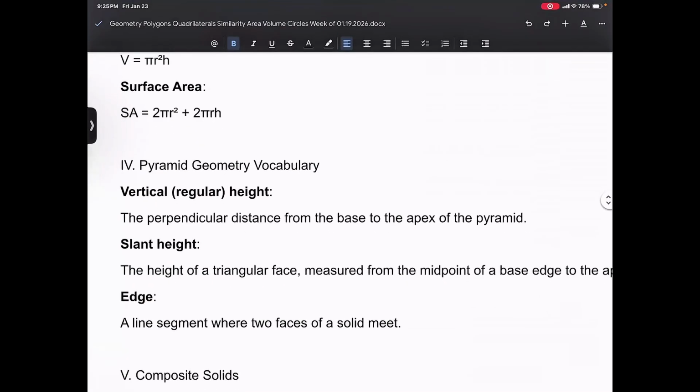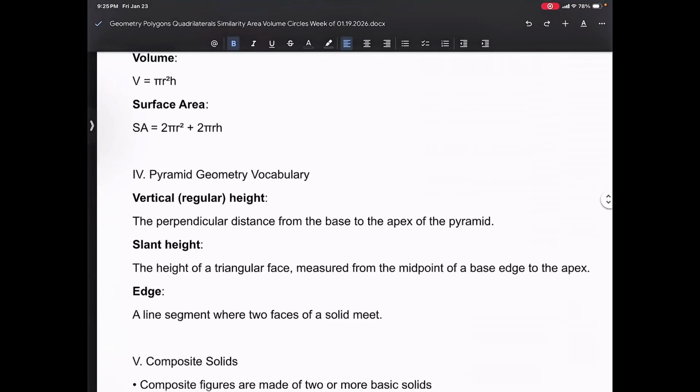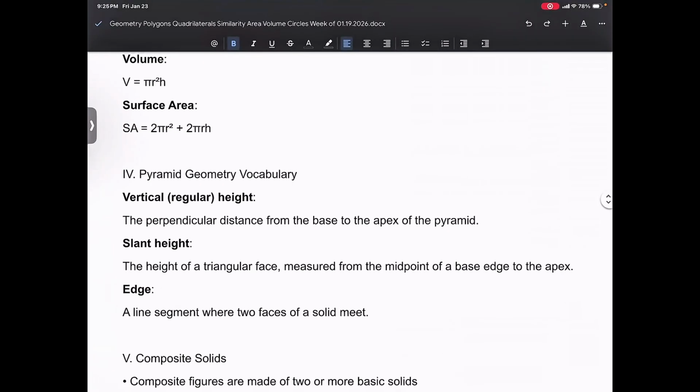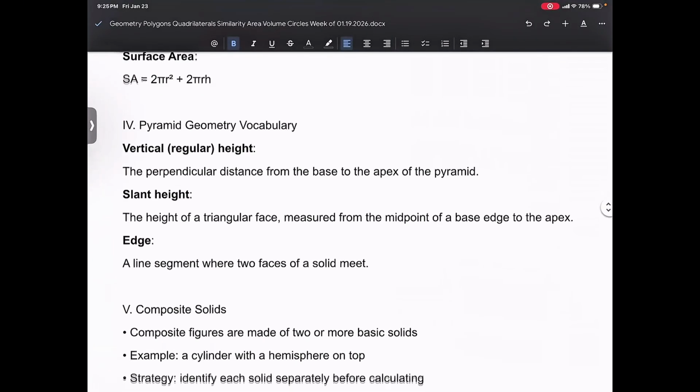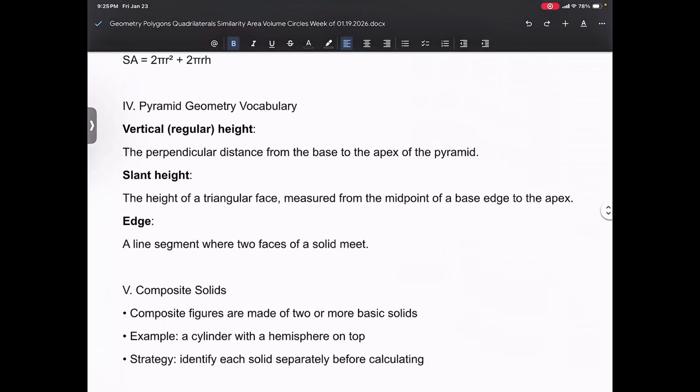So I am back in the next problem or section, and we're looking at pyramid geometry vocabulary, and I'll show a figure that demonstrates these different definitions. We'll start out first with a vertical or regular height.